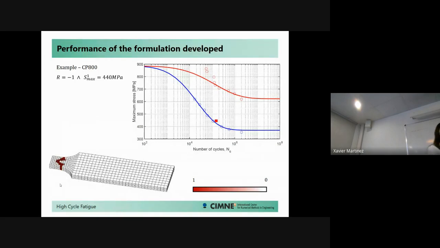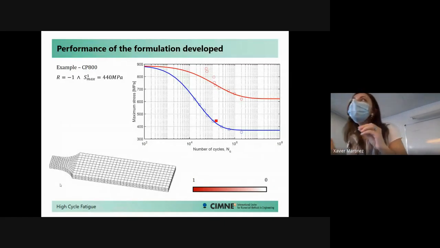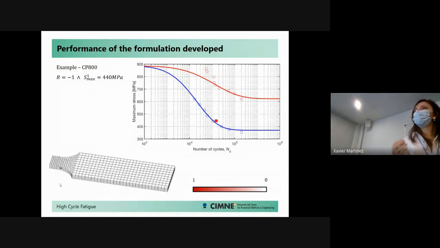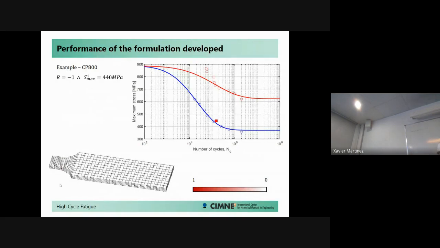Now, why is this relevant? Because it is highly dependent on the material. If I have a very ductile behavior, I'm going to need a lot of cycles to propagate the damage completely, because I have a lot of energy to dissipate. So this point is going to go quite further away. If I have a very brittle behavior, I have less energy available, so I will propagate very fast, and this point will be quite close to the blue line over there.